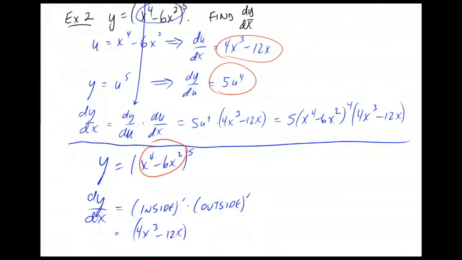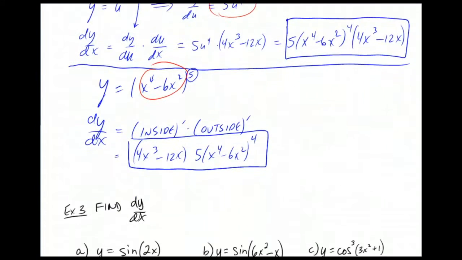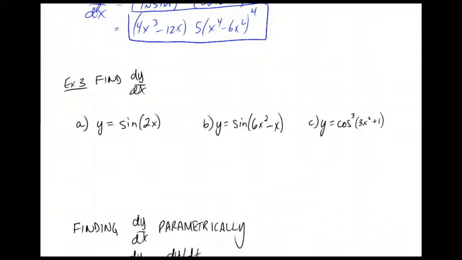Now the outside function is the fifth power. Anything raised to the fifth power, when you take its derivative, would become 5 times that expression to the fourth power, applying the power rule. Notice that this answer is the same as the answer that we got using the formal chain rule, but far fewer steps and sometimes simpler to understand. Now let's try example 3.